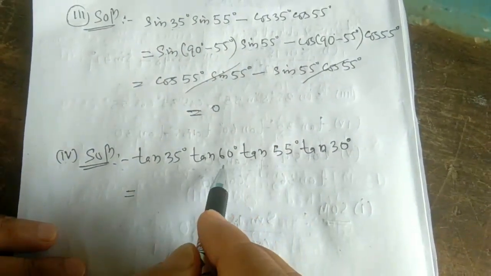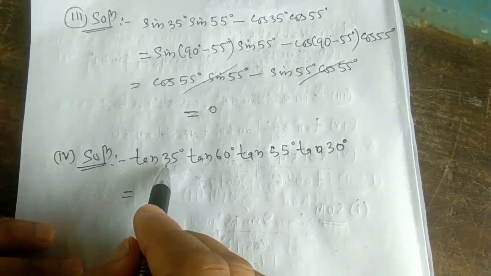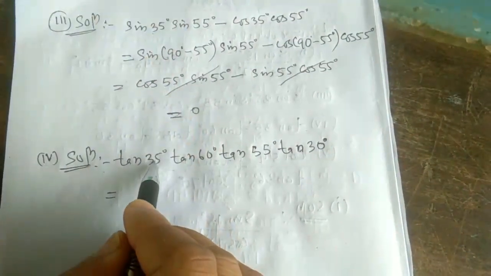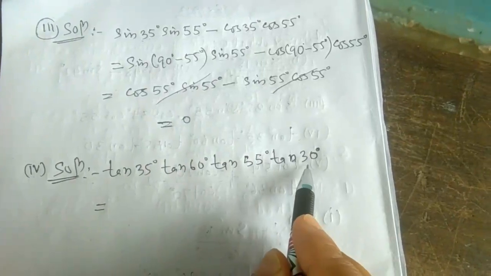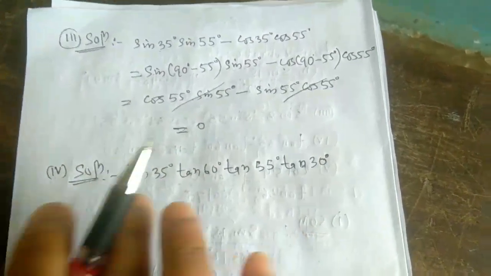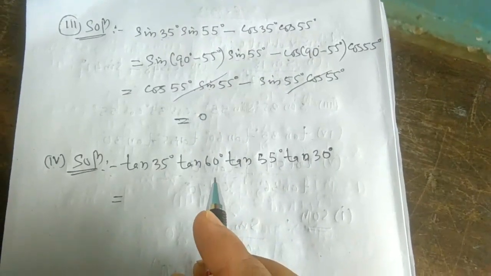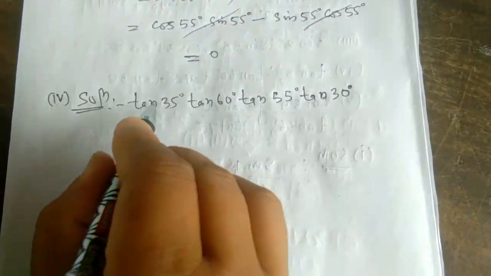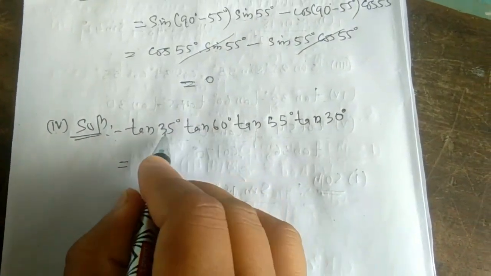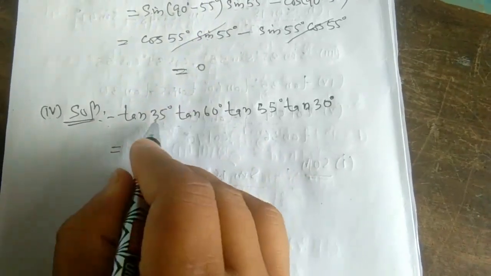Here 4 angles are there, so either you apply complementary formula in the first two, this 35 and 60, or in the last two. It is up to you. If 4 angles are there, you apply in 2. If 6 angles are there, in 3, like that. So apply complementary formula in first two or last two. So let me apply in first two.